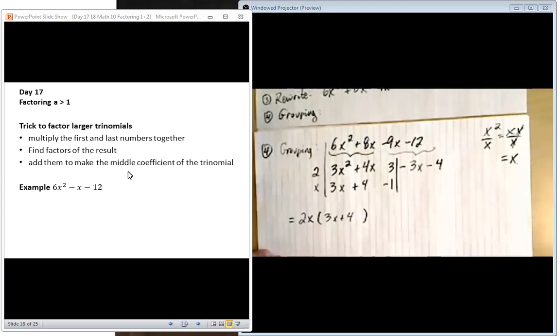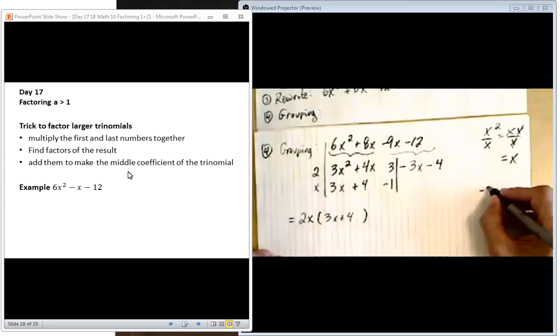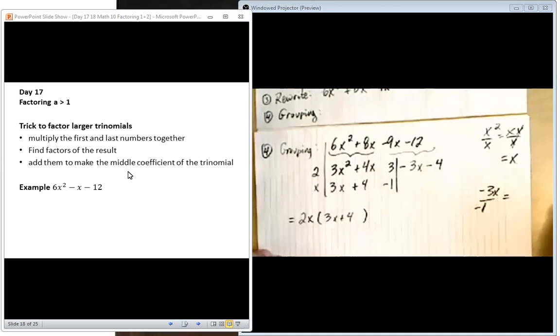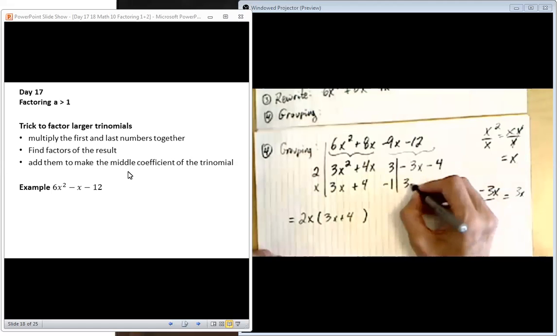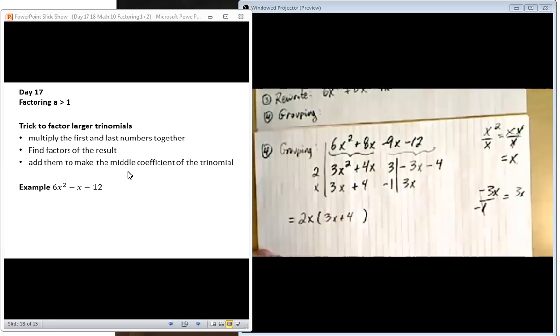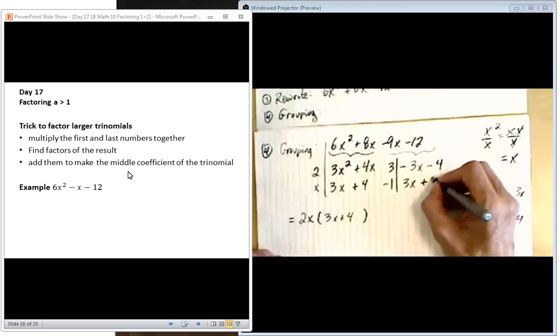They're dividing, okay? So it's not going to be subtracting. So watch, we got minus 3x over minus 1. So these minuses will divide out with one another. So plus 3x. Right? We got minus 4 divided by minus 1. Divide it out, what do we get? Plus 4. Exactly.